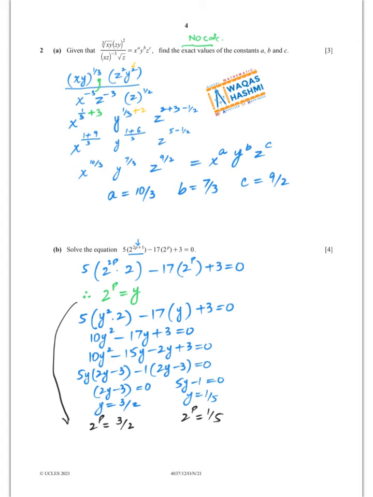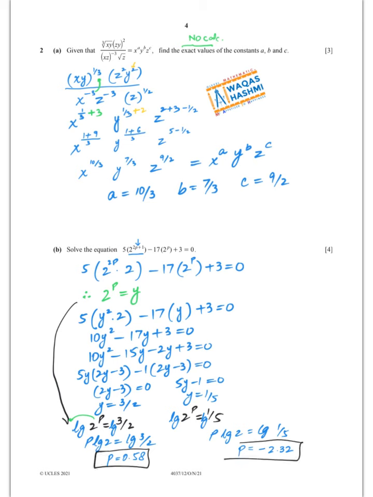Alright. Now, we need to apply log here because the power is in terms of a variable. So I'm going to apply log on both sides, in both of the cases. The power rule of log is that it can bring the power down as a coefficient. So now it will be p log 2 is equal to log 3 upon 2, and here it will be p log 2 is equal to log 1 over 5. You need to simplify to find out the value of p here. After simplification, you will get two values of p. It's positive 0.58 and negative 0.232, and these are your answers.